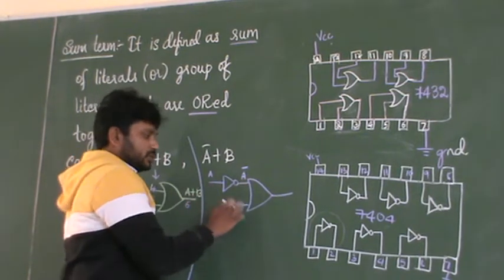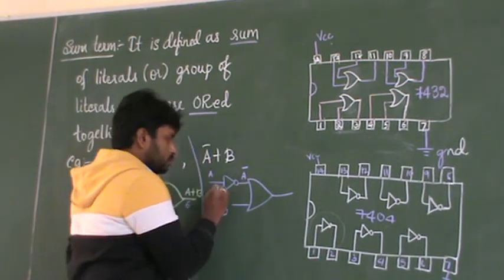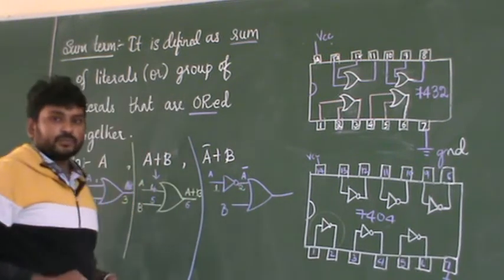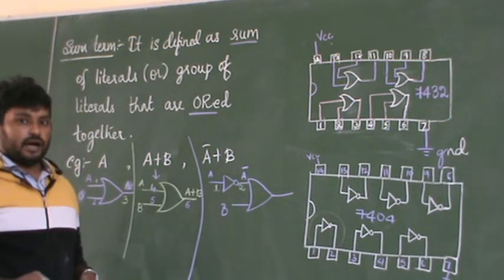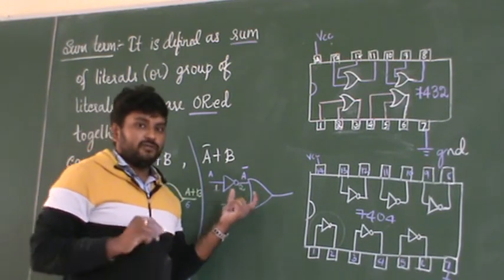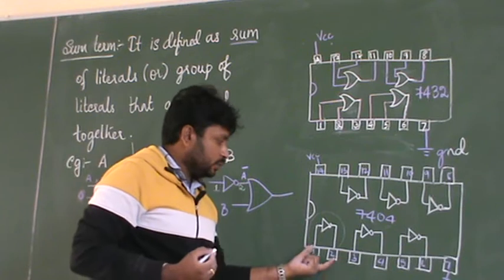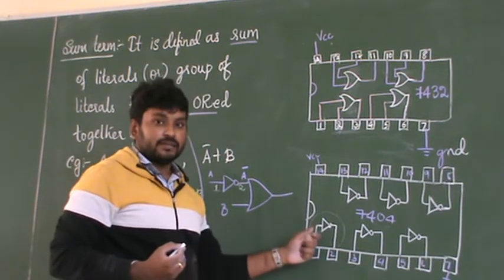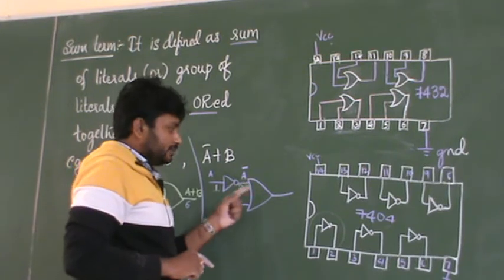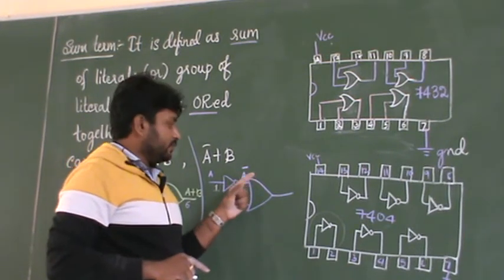If I assume the first NOT gate, what are the pin numbers? 1 is the input and 2 is the output. So 1 and 2 are the input and output of the NOT gate. Okay, next. Now again I have to write the pin numbers for the OR gate.